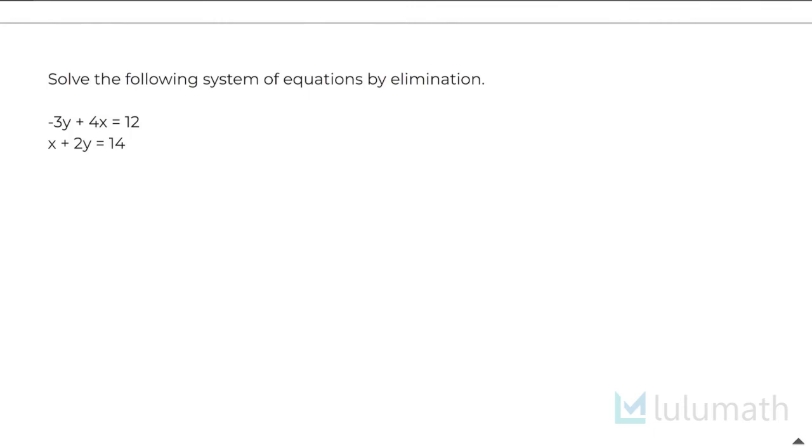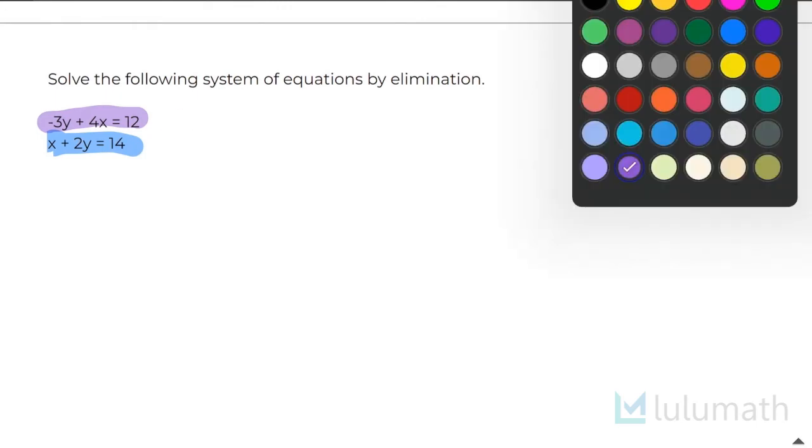Now, if you take a look at the next question, it says to solve the following system by elimination again. So we have this negative 3y plus 4x equals 12, and we also have this x plus 2y equals 14. But if you notice right here, the y here in this equation does not match up with the y in the other equation. They don't line up with each other, and the x's don't line up with each other either. So what I want to do instead is rewrite my top equation so that the x's and the y's line up in my system right here.